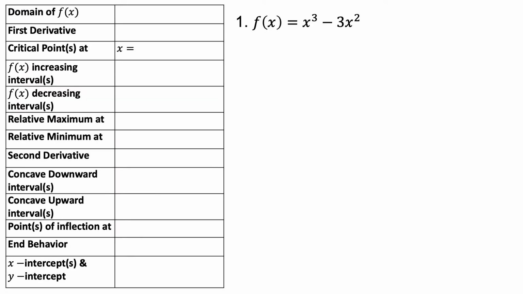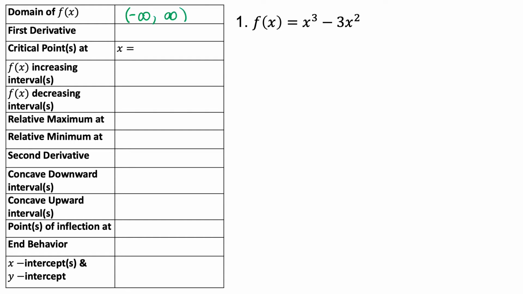Okay, let's go ahead and get started with our first function, f of x equals x cubed minus 3x squared. So we're going to fill in this whole table with everything we know about this function, and then we'll sketch a graph of the function. Let's start with f of x and fill in what we know. Because we're looking at a polynomial function, our domain is going to be all real numbers, or in interval notation, from negative infinity to positive infinity.